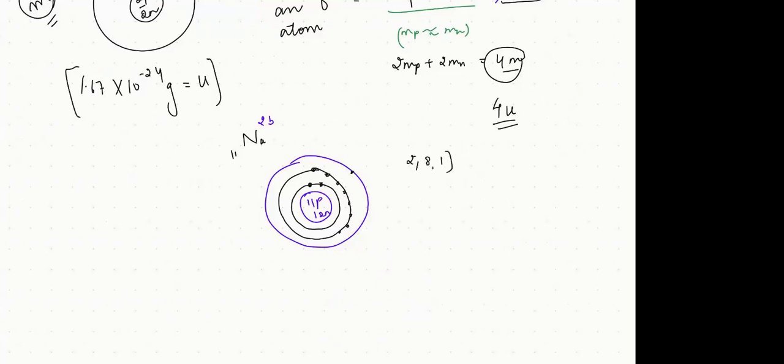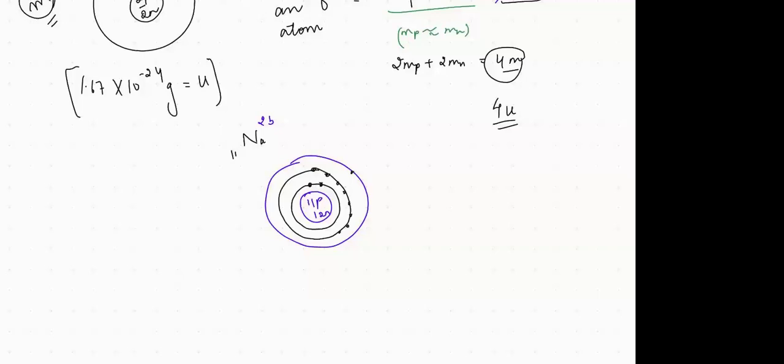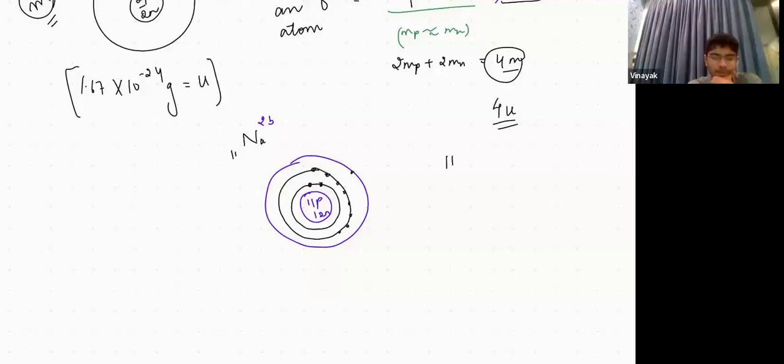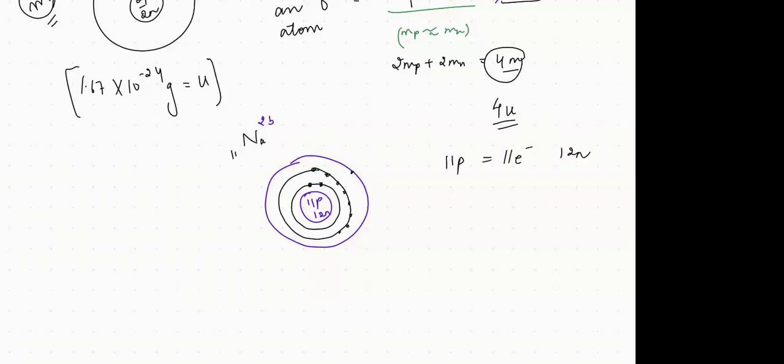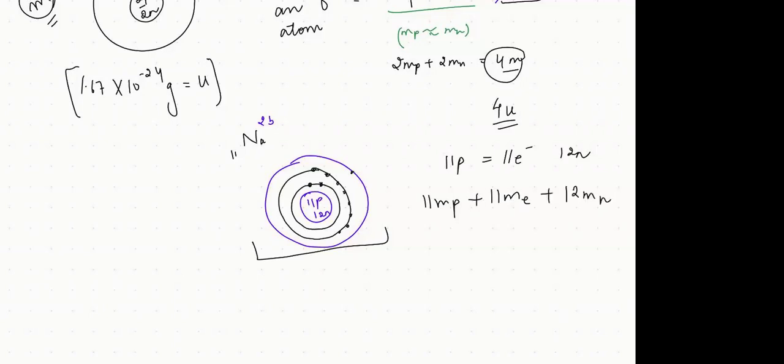What do you understand from this? So this would mean that a sodium atom would have 11 protons plus 12 neutrons. So we would have 11 protons, equal to 11 electrons, and 12 neutrons. What would be the mass of this entire atom? It would be 11 times mass of proton plus 11 times mass of electron plus 12 times mass of neutron. Now electron mass is negligible, so we can cancel that out. You understand the point?